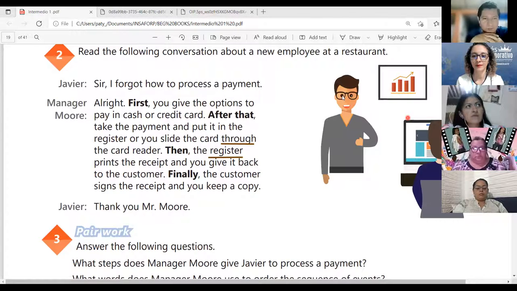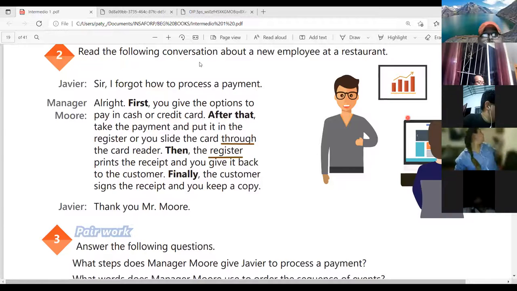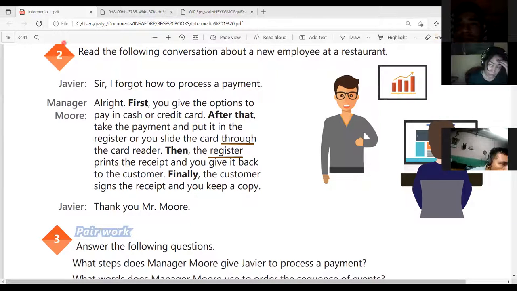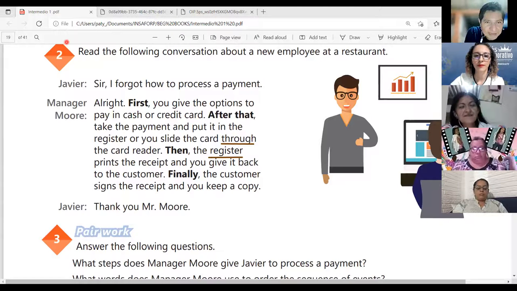Sir, I forgot how to process a payment. All right. First, you give the option to pay in cash or credit card. After that, take the payment and put it in the register, or you slide the card through the card reader. Then the register prints the receipt, and you give it back to the customer. Finally, the customer signs the receipt and you keep a copy.